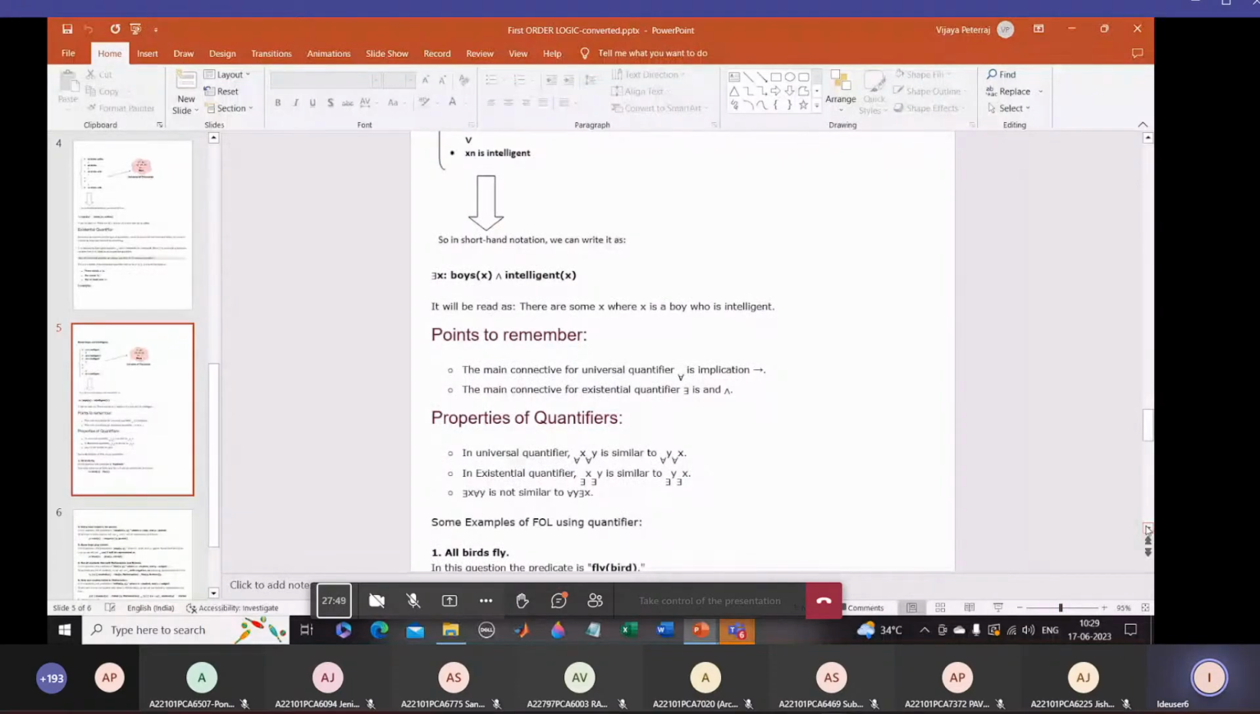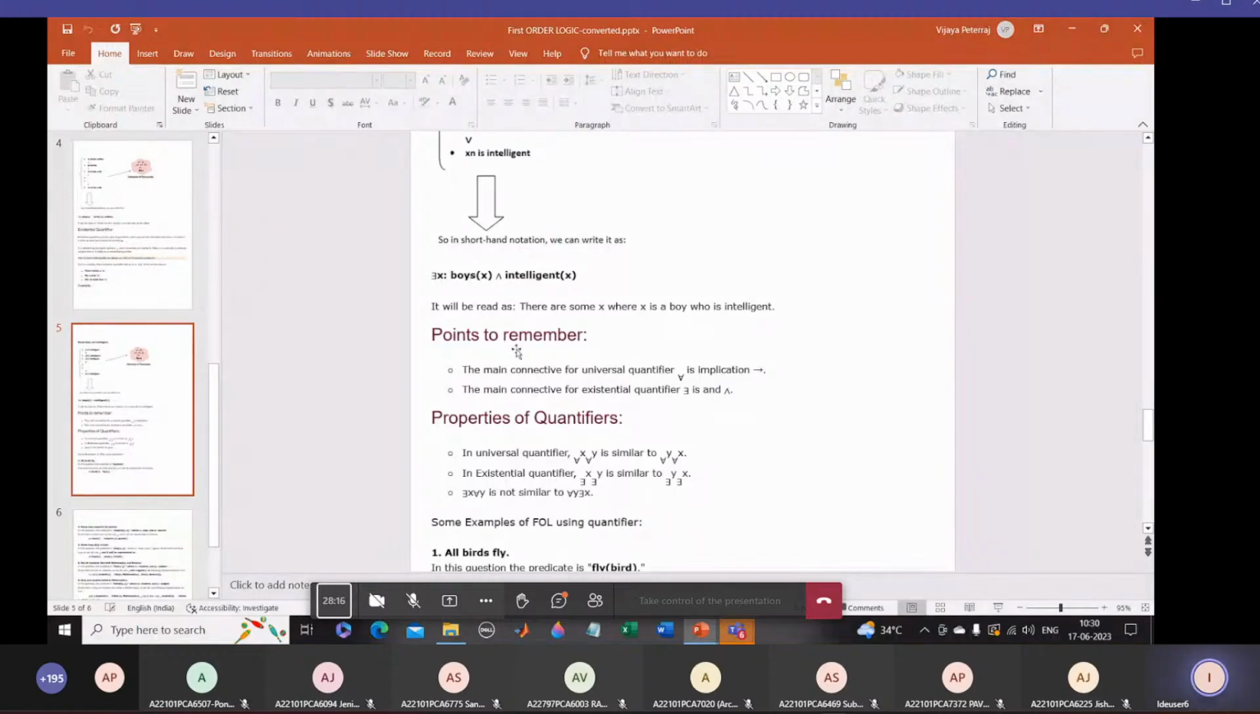Okay, so this is read as there are some X, because at least X, we can take some X where X are boys. It means some boys are intelligent because X is resembling boys. That is not all boys, some boys. This is how it should be written.